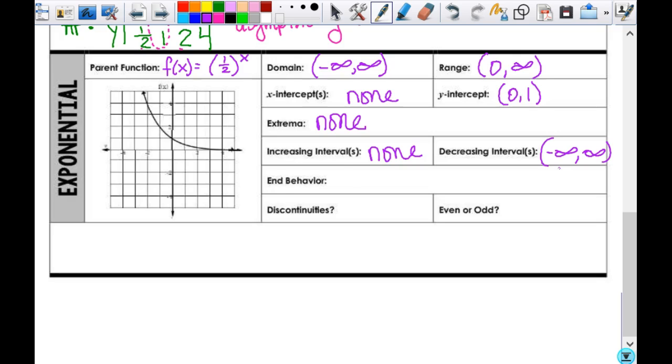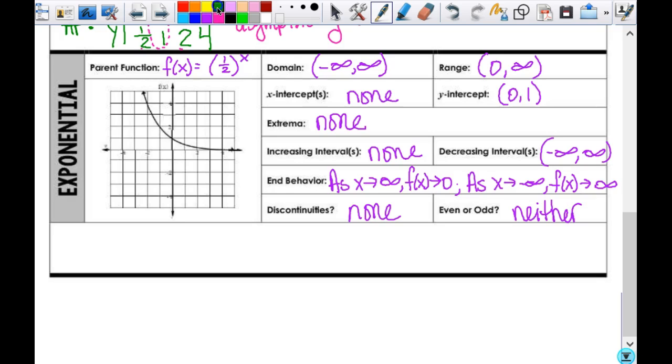And then we have our end behavior sentences. As x approaches infinity, f of x approaches what? 0. And as x approaches negative infinity, f of x approaches infinity. Good. Are there any discontinuities? No. Is it even, odd, or neither? Neither again. Good.